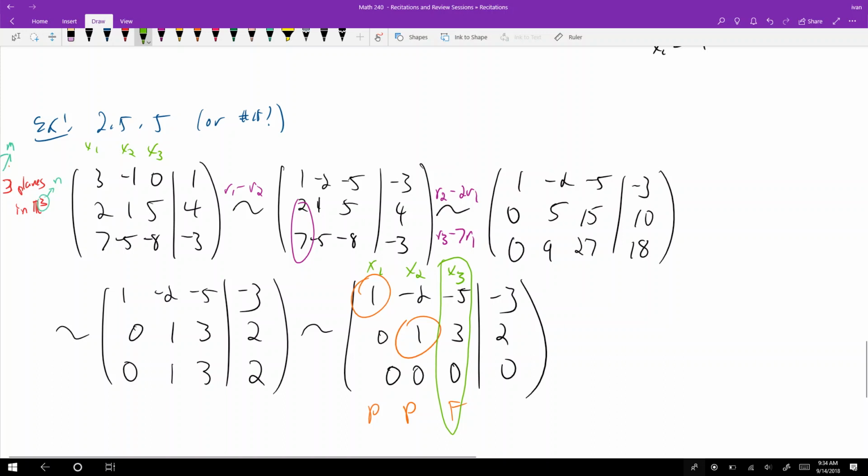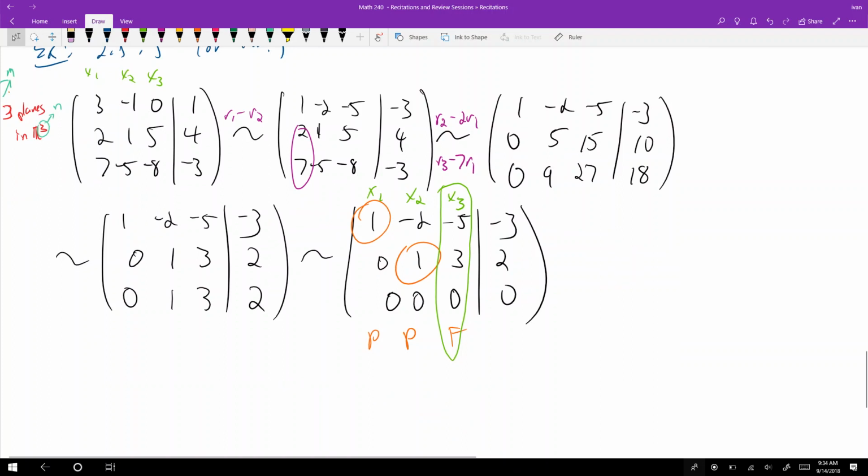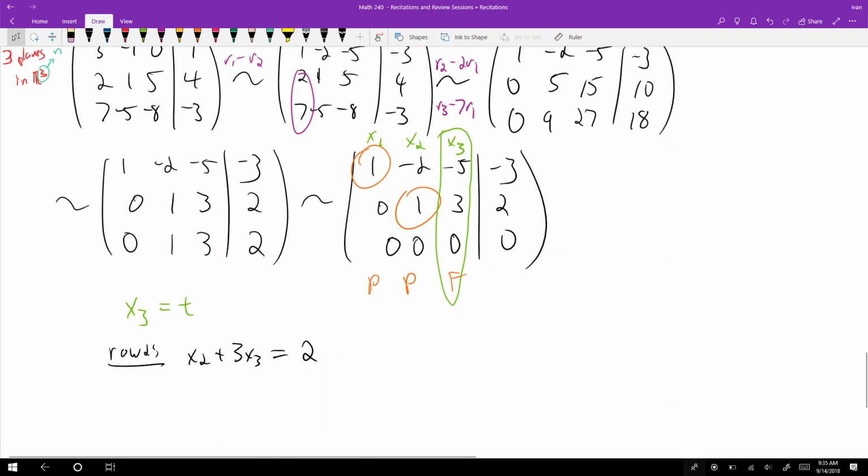Alright, so that means I need to make an assumption on x3. You can just leave it as x3, that's perfectly fine, but I'm going to call it t. It doesn't matter. And then in row 2, I have x2 plus 3x3 is equal to 2. But I know what x3 is. What is x3? Yeah, it's t. So x2 is going to be 2 minus 3t.